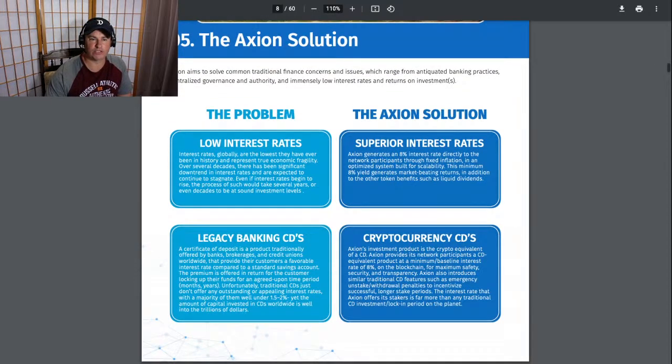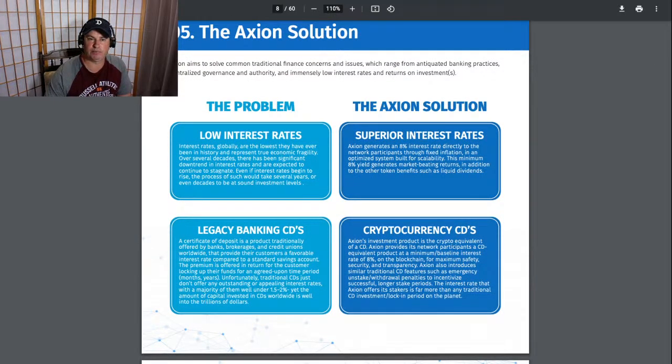The problem, low interest rates. The Axion Solution, superior interest rates. The low interest rates globally are the lowest they have ever been in history and represent true economic fragility. Over several decades, there has been a significant downtrend in interest rates, and they are expected to continue to stagnate. Even if interest rates begin to rise, the process would take several years or even decades to reach sound investment levels. So you're probably seeing that if you go into a bank, the interest rates are very low, and you're thinking, boy, I can't do much with that. They're way under the actual inflation rate.